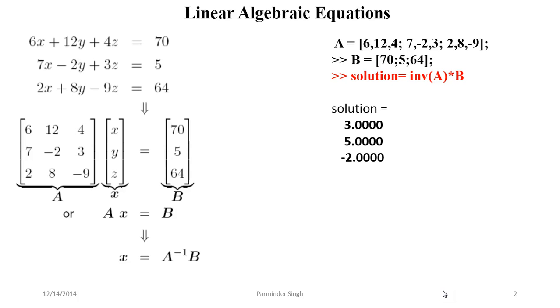The other ways to represent it in the MATLAB is we can write A inverse, A raised to power minus 1 star B, or A left division B. The solution again comes out to be the same, that is 3, 5 and minus 2. Now let's try to solve this using Excel.